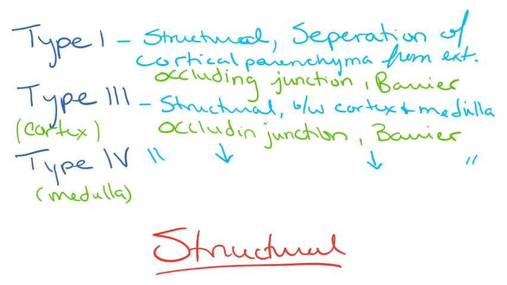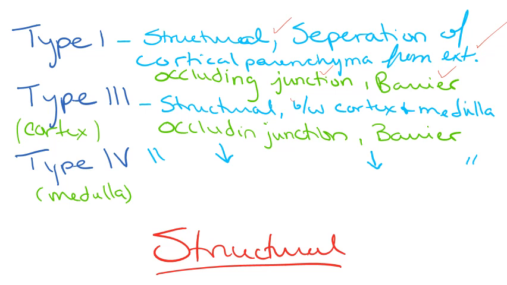So let's go over these a little bit more specifically. You will need to know if they create a barrier, you will need to know if they create an occluding junction, you will need to know if they're structural, and you will need to know their location inside of the thymus. So type 1, it's structural. It separates the cortical parenchyma from the exterior, i.e. the capsule. It is bound by an occluding junction, and it does provide a barrier.